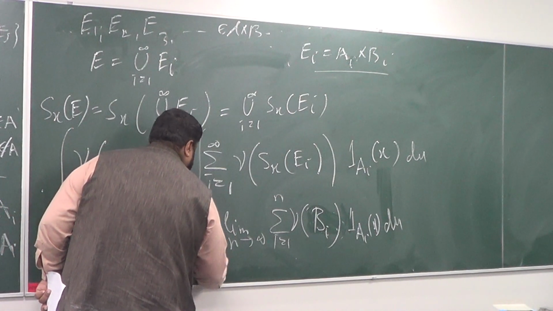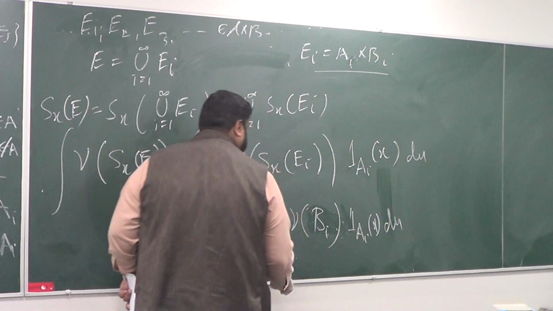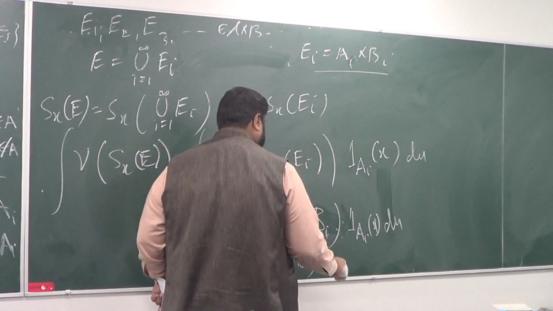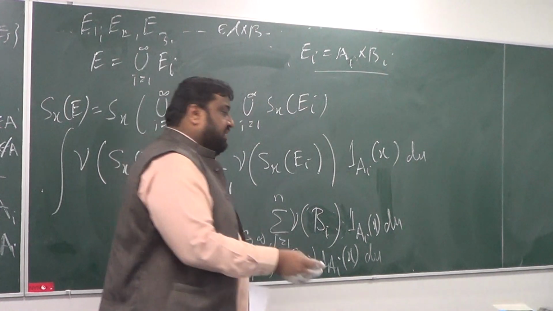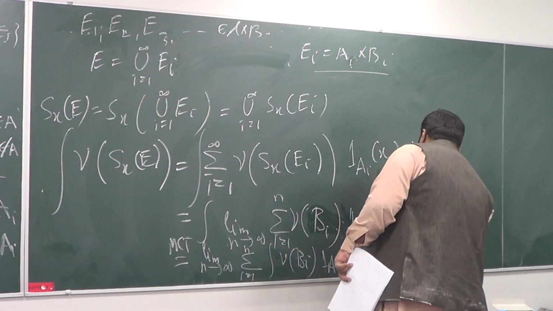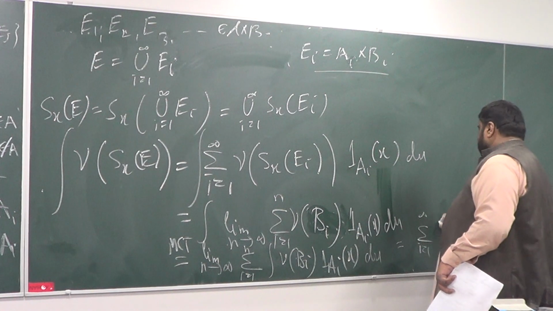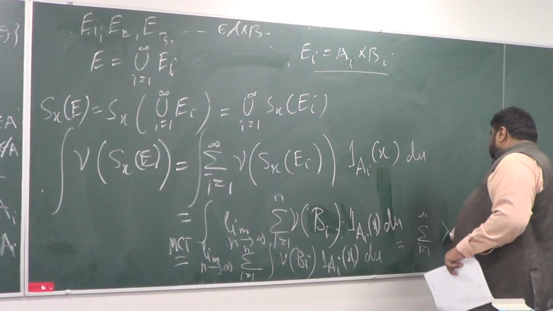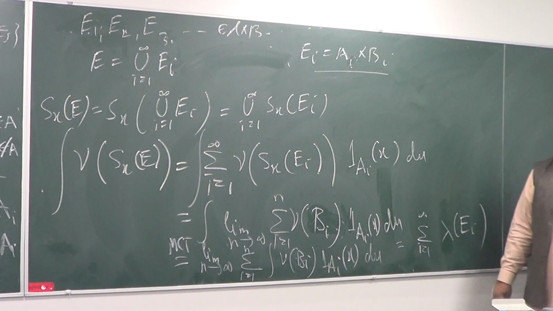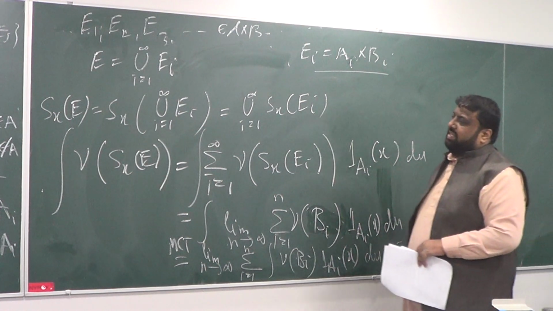Now I can do it by the monotone convergence theorem. I can take the limit as n goes to infinity of the finite sum, i equal to 1 to n, of the integral of B_i times the indicator function of A_i of x d nu. And then this would be the same as the sum i equal to 1 to infinity, essentially mu of A_i multiplied by nu of B_i. So it would be lambda of E_i's actually. Okay? So it's lambda of E_i's. So isn't that what we wanted to show?